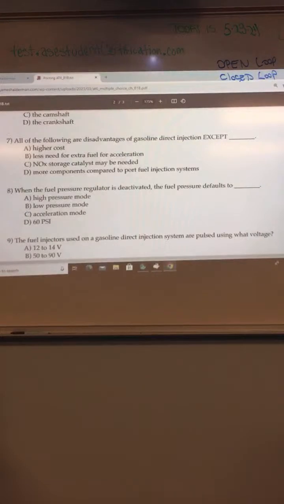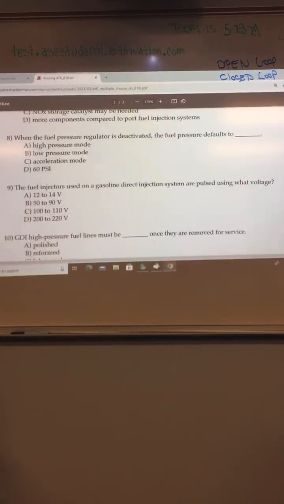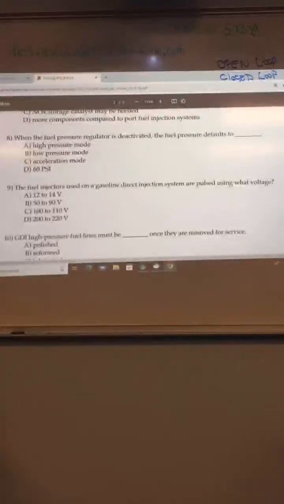What is the answer to question number 7? B. The fuel pressure regulator is deactivated. The fuel pressure defaults to what? Low pressure mode. Low pressure is where the default is going to be, yes.